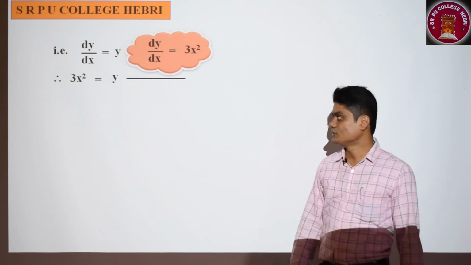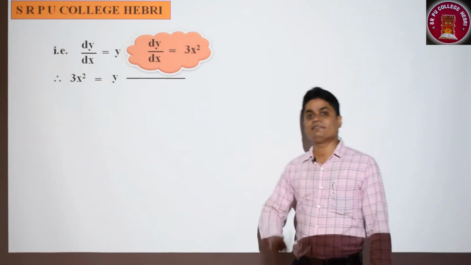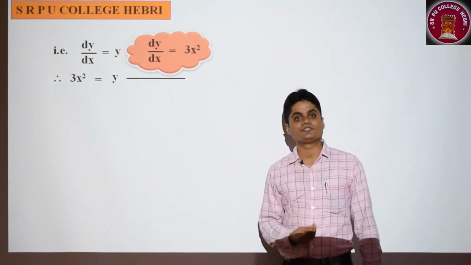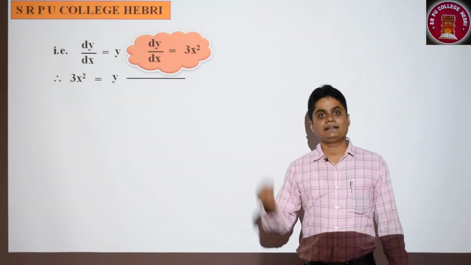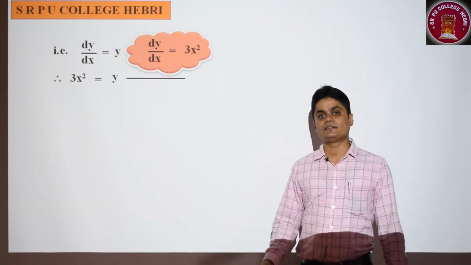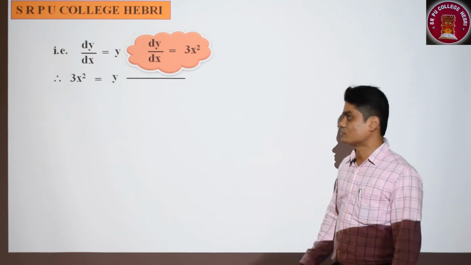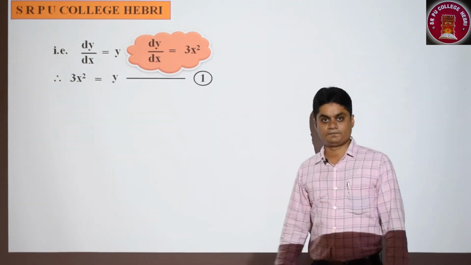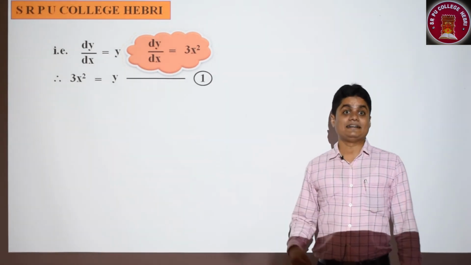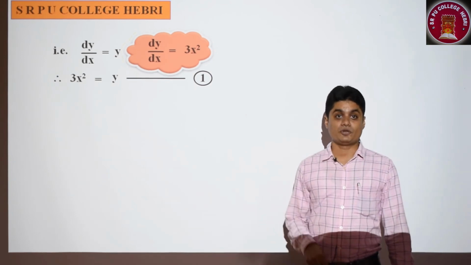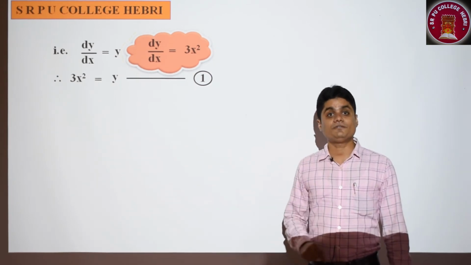Slope of the tangent is dy by dx, and that we got after differentiation is 3x square. It is given that that is equal to the y coordinate of the point. So 3x square is equal to y. So let it be 1. Now using this data we have to find out the coordinates of the point. That means we have to find out the value of x and y.